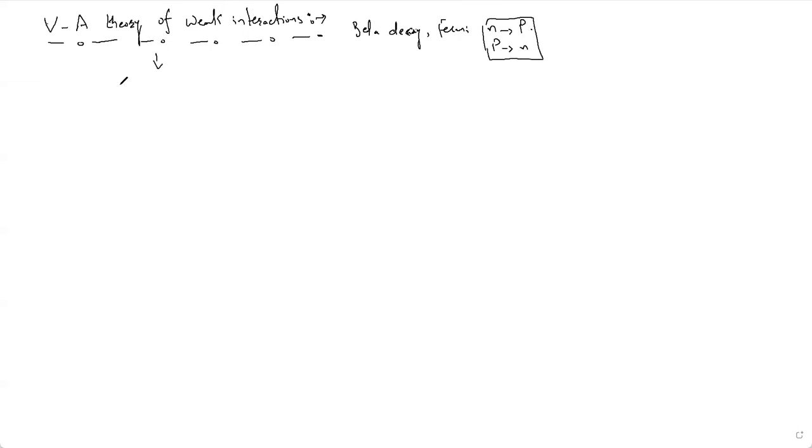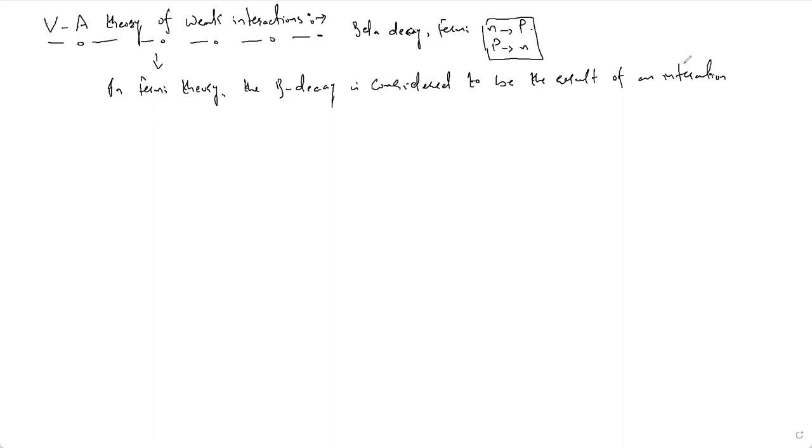So I will start here with the point that in Fermi theory, the beta decay is considered to be the result of an interaction of a nucleon, you know, proton and neutron, in the nucleus, with the electron neutrino field. This is Fermi theory. Fermi theory says that the beta decay is the result of the interaction of a nucleon in the nucleus with the electron neutrino field.